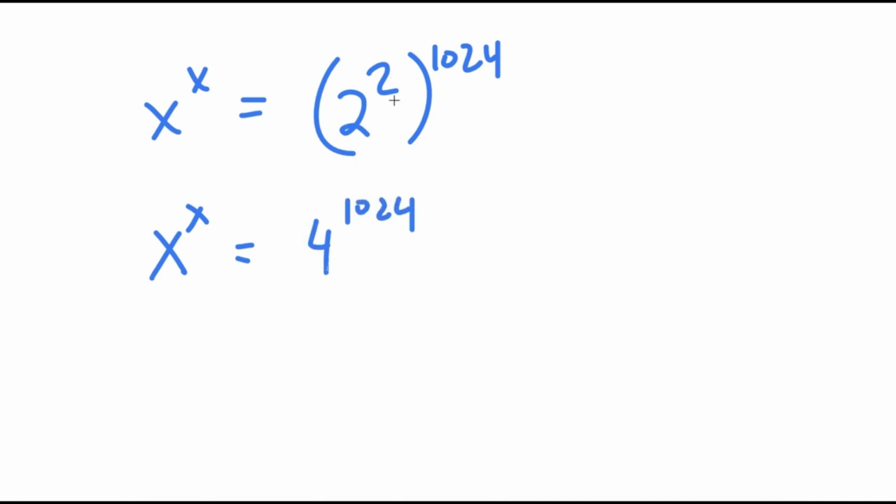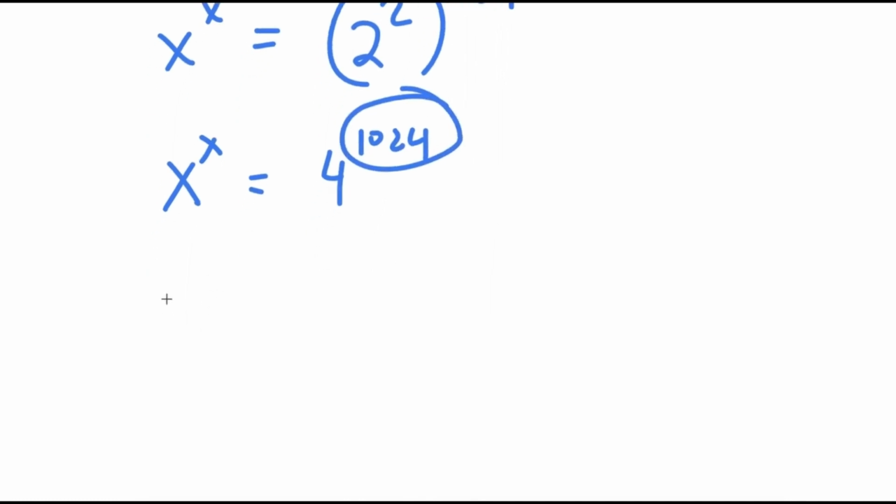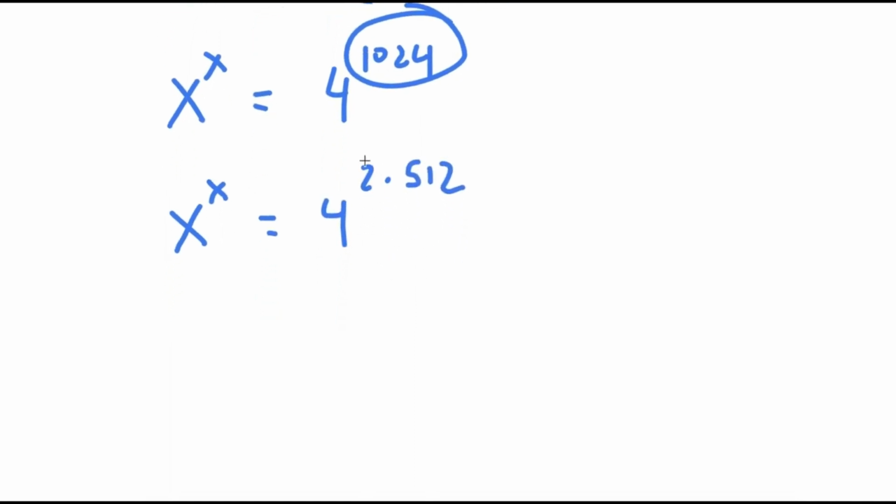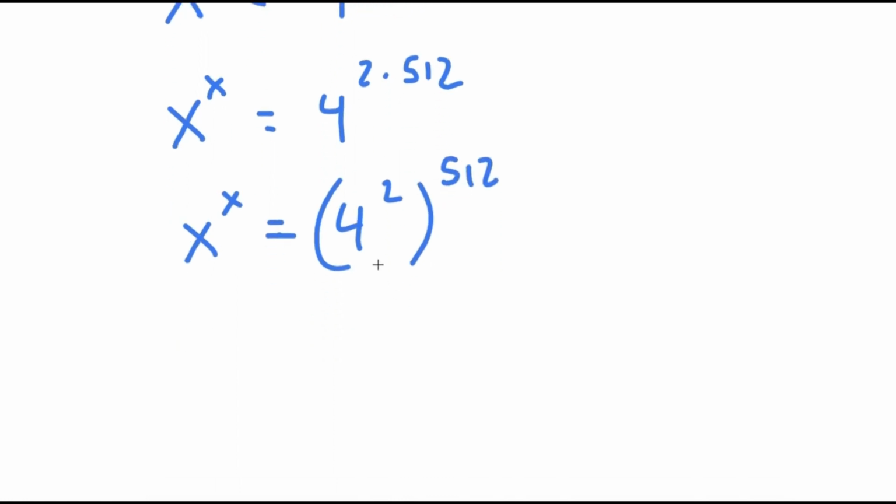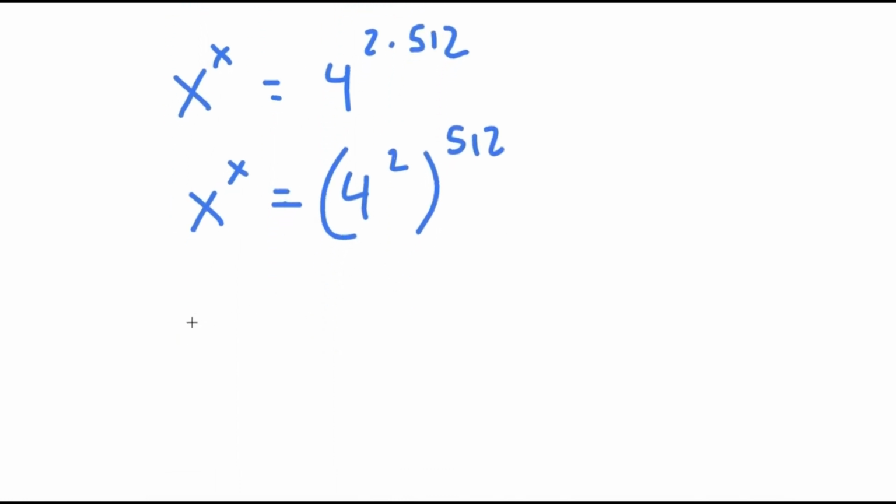Now, I'm going to repeat what I just did again. So 1024, that's equal to 2 times 512. So now I have x^x is equal to 4 to the power of 2 times 512. And again, this is equal to 4 to the power of 2, to the power of 512. 4^2 is 16. So I have x^x is equal to 16^512.